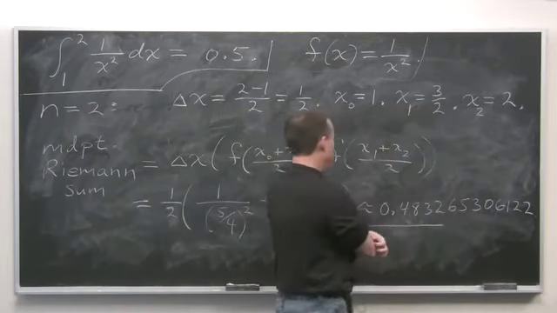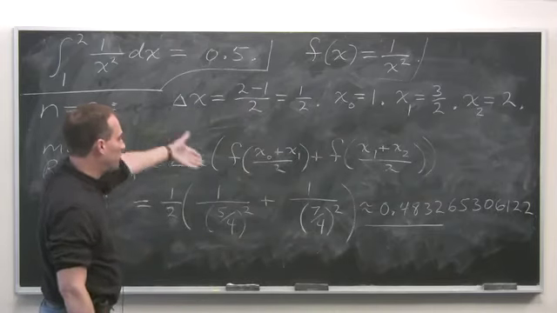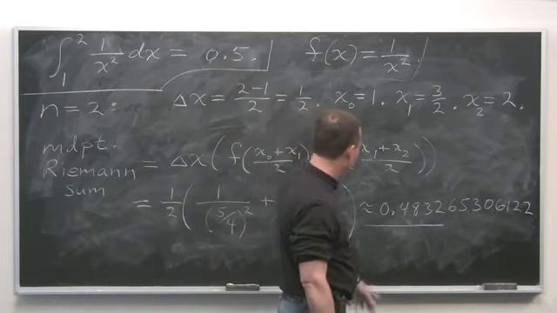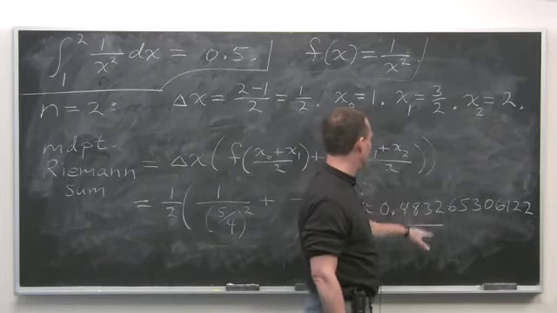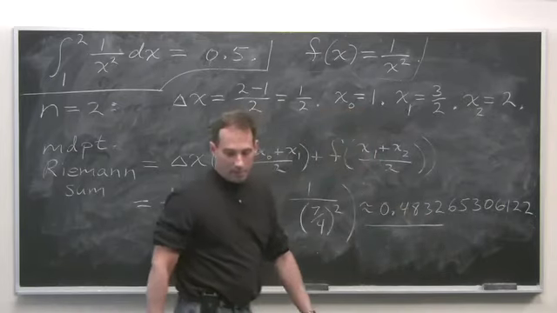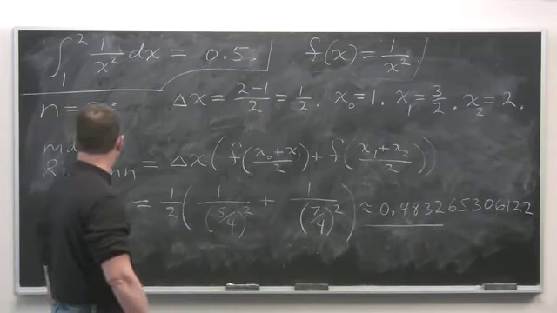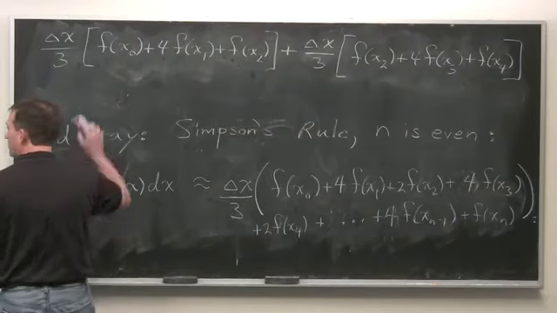How much is it off by? It's off by, well, the actual answer is 0.5. So by 0.0177, it's fairly close, not ridiculously close, but fairly close. So let's look at what you get from the trapezoidal rule.